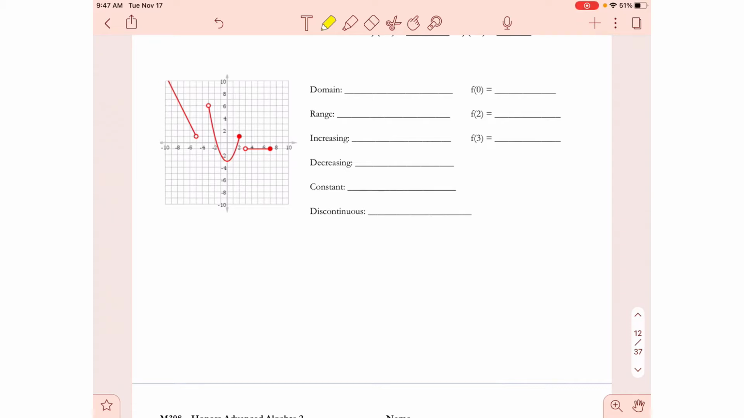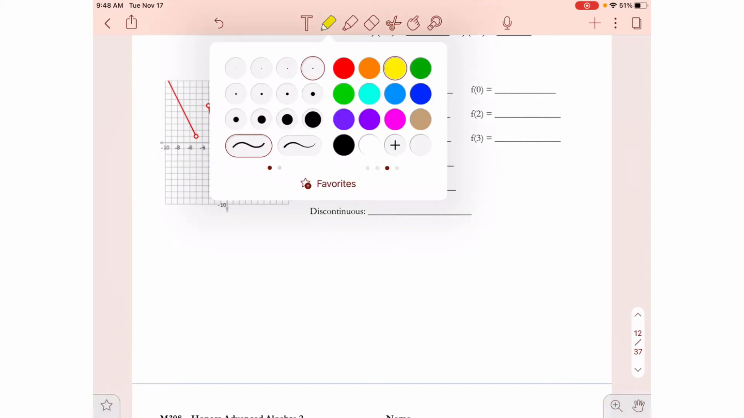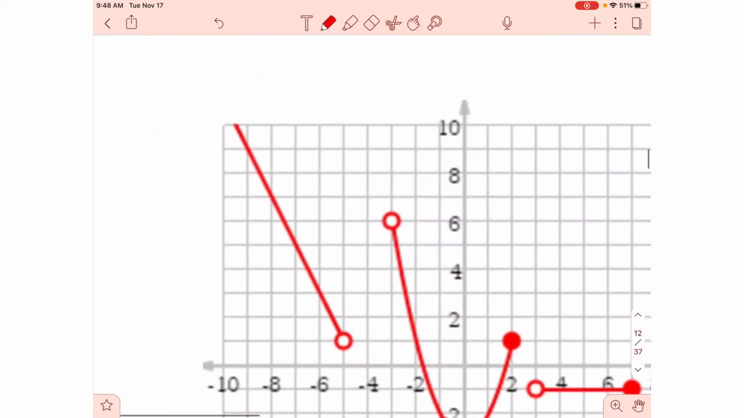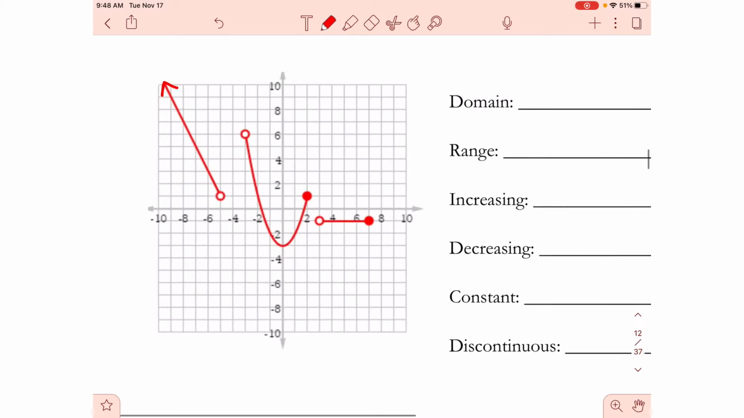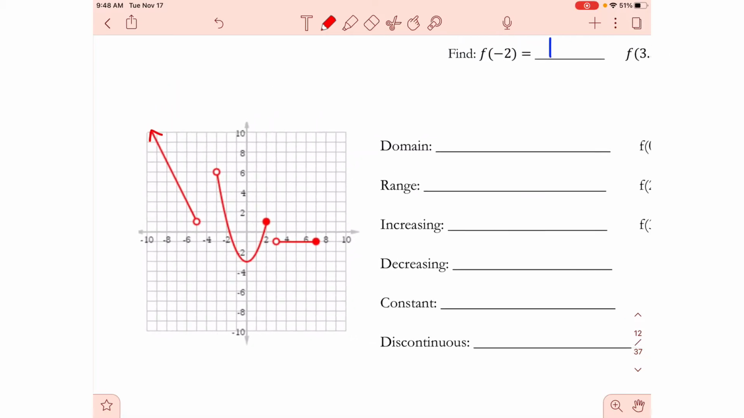Hey class, so as promised, this last example is going to be recorded so that you guys can refer back to it. The one thing that I wasn't able to do was make sure that there was an arrow on this graph. There should be, so that should have originally been there. Let's go through these problems.